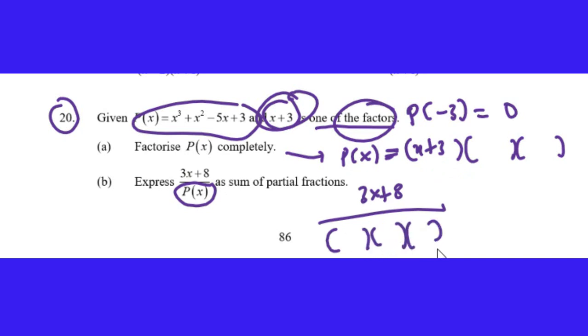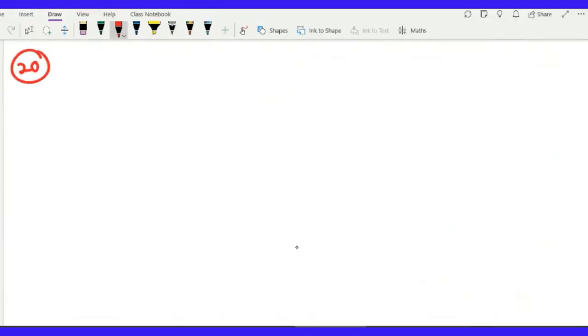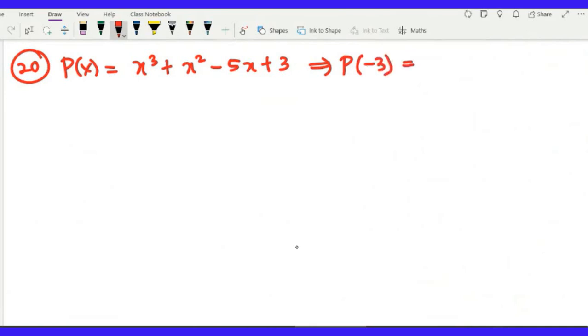So let's discuss number 20. Given P(x), x cubed plus x squared minus 5x plus 3. And x plus 3 is one of the factors. They have already told us that x plus 3 is one of the factors. It means the statement that P(-3) is 0, because they have already told us.